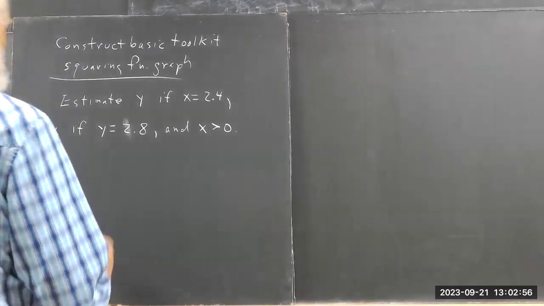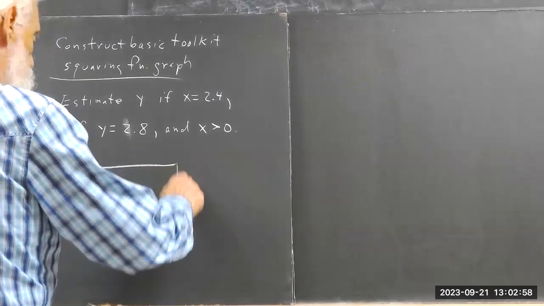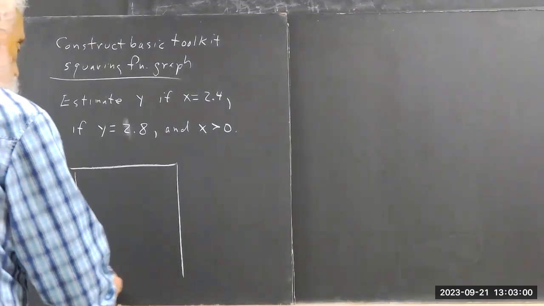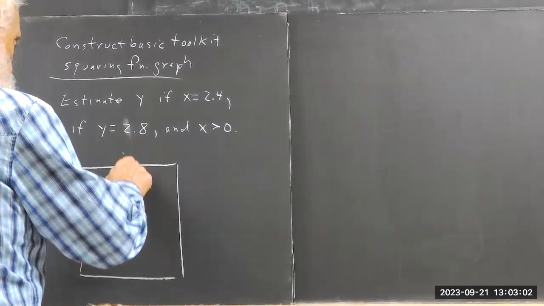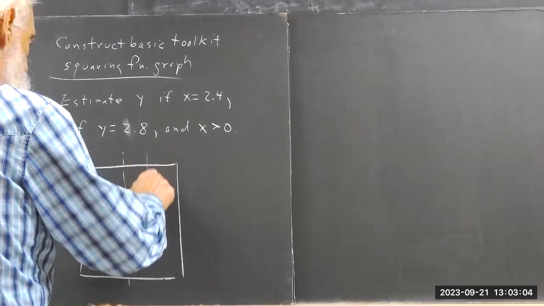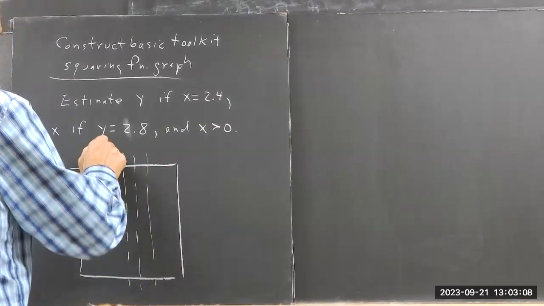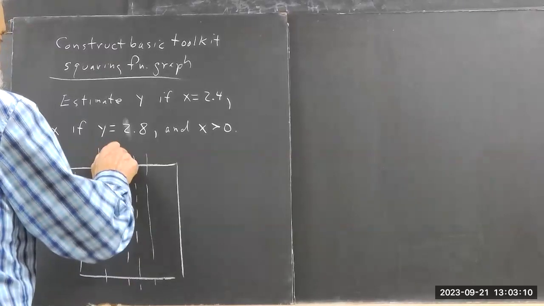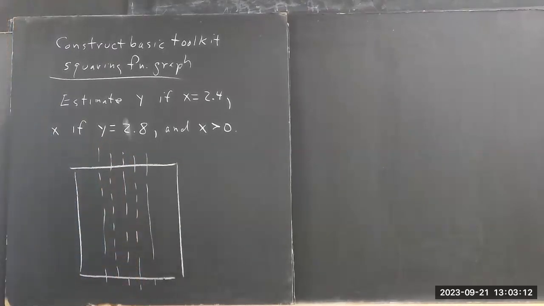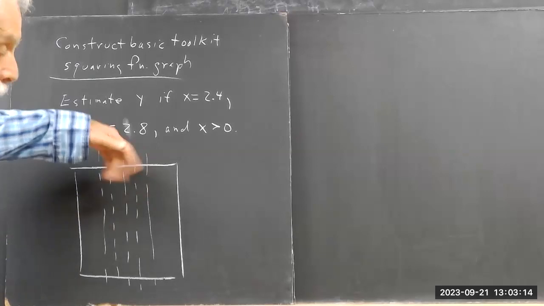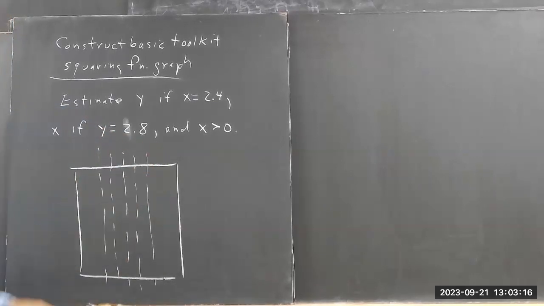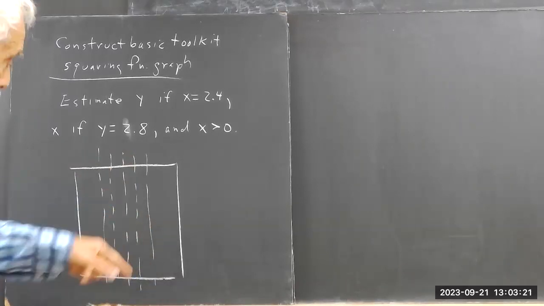So you construct your basic toolkit squaring function graph. You do a pretty big one. I always say the biggest one you can get on your page. And you do the usual subdivisions. And sometimes I see these lines almost equally spaced. Now, if you do the exponential function, they will be because you're not doing this line. Okay.